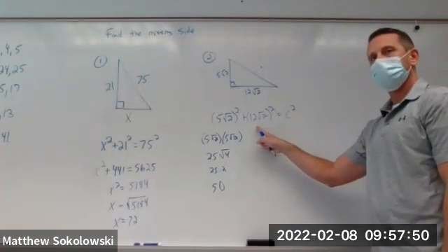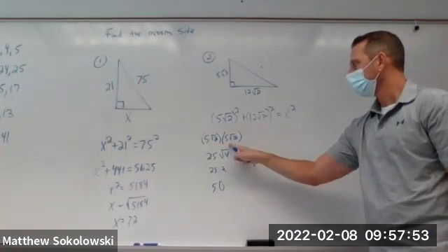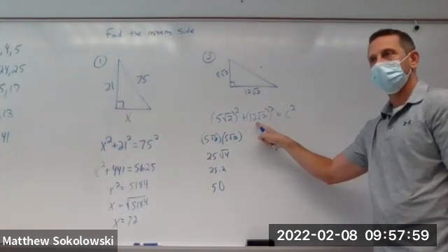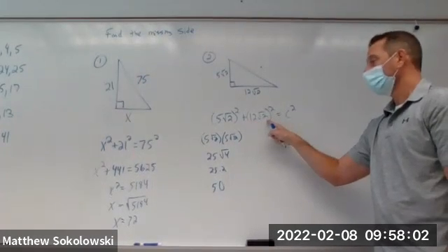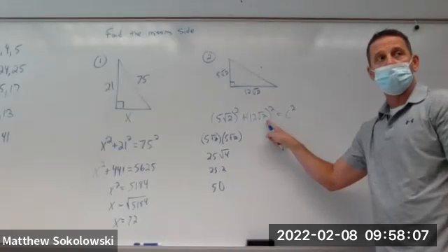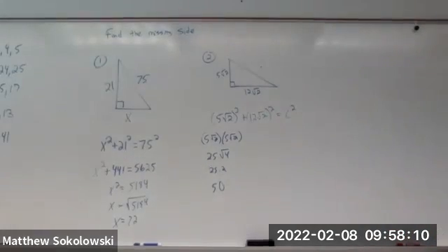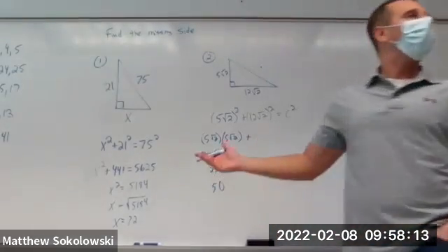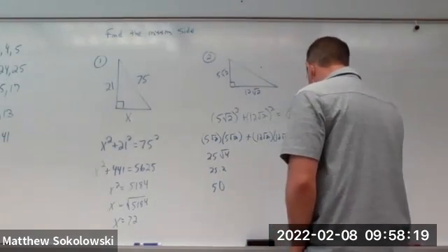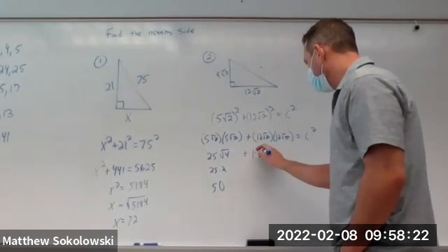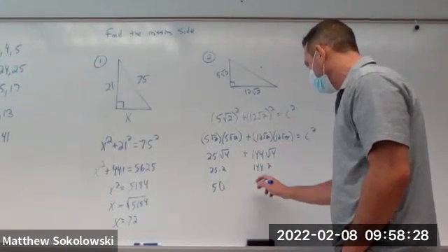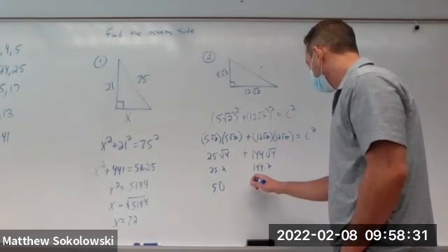12 rad 2 squared. What's 12 squared? 144. And then the square root of 2 squared is the square root of 4, which is 2. You can't even do it in your head. It's 288. 12 rad 2 times 12 rad 2 is 144 rad 4, which is 144 times 2, which is 288. That's what I said.